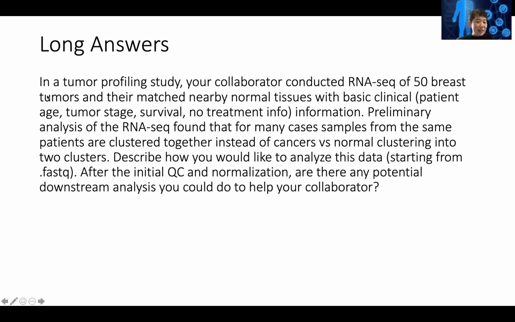So let's look at this scenario. In the tumor profiling study, your collaborator conducted RNA-seq of 50 breast tumors and their matched nearby normal tissues. And there is also some basic clinical information, such as patient age, tumor stage, survival, and there's no treatment. These patients haven't had any treatment information.